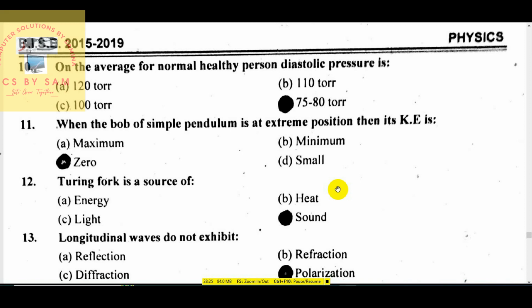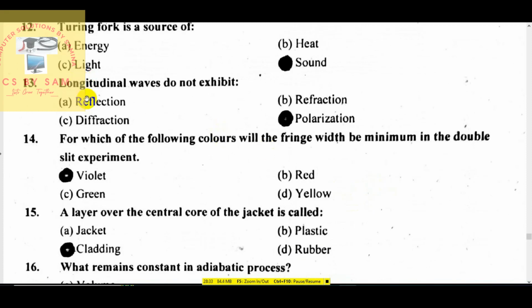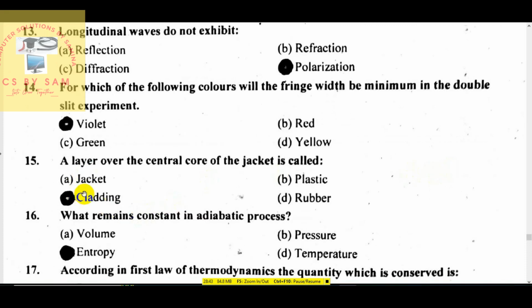When the bob of the simple pendulum is at extreme position, then its kinetic energy is 0. Tuning fork is a source of sound. Longitudinal waves do not exhibit polarization. For which of the following colors will fringe width be minimum in the double slit experiment? Violet. A layer over the central core of the fiber is called the cladding.